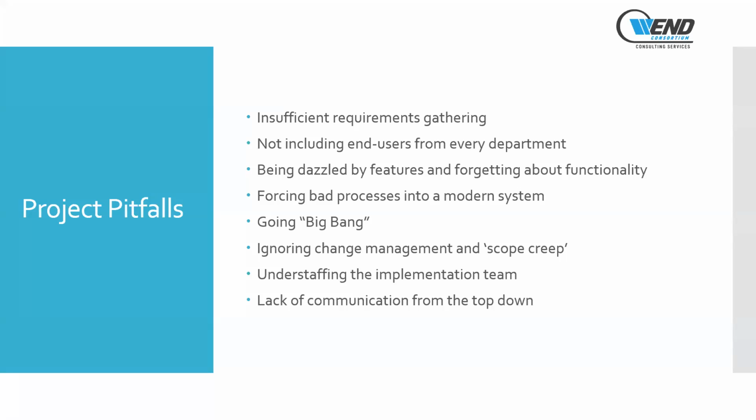Some other project pitfalls, especially on the technology selection side all the way through, are understaffing that implementation team or not being ready for that implementation. During this technology selection, you should be starting to identify people who are going to be a part of this implementation team, identifying the resources that you have, whether internal or external, to make sure that once you come out of the technology selection, you get that project going. And then obviously, it's the killer of almost all business, and that's the lack of communication from the top down.